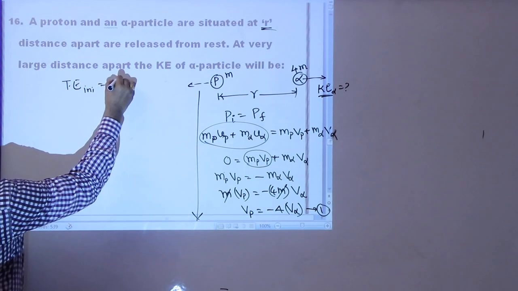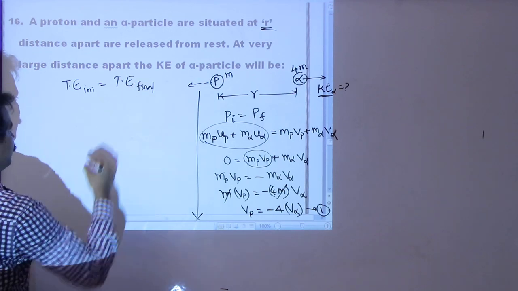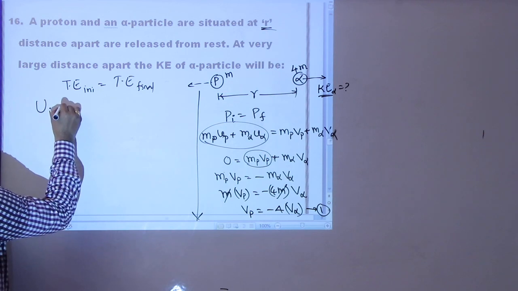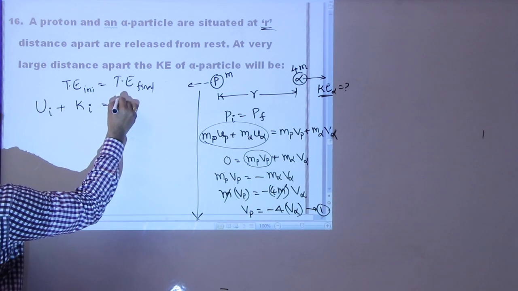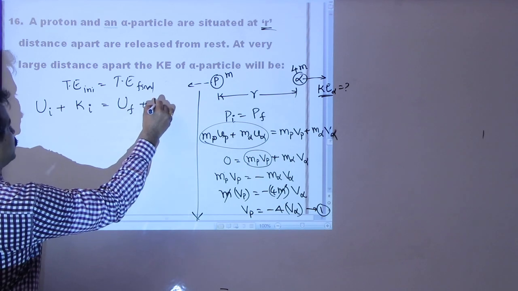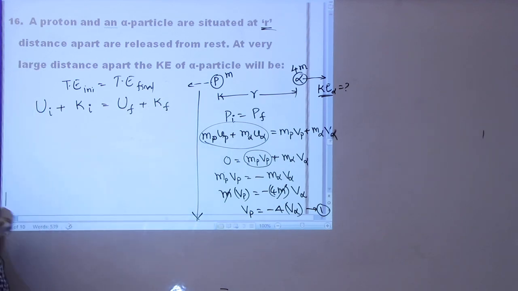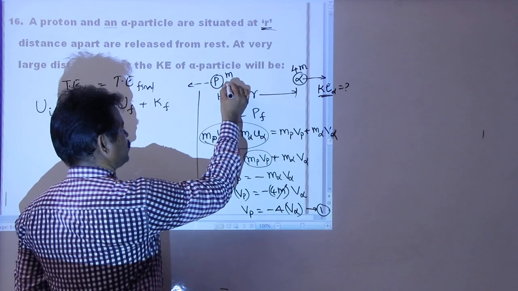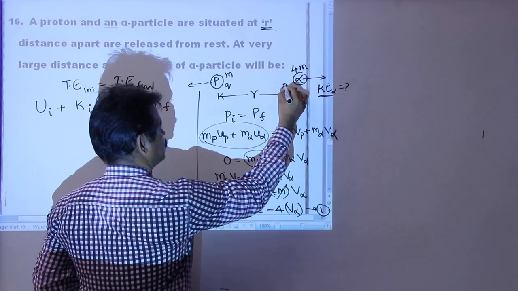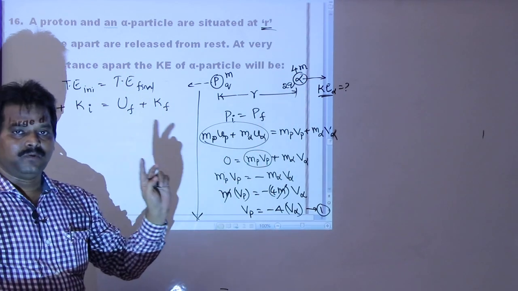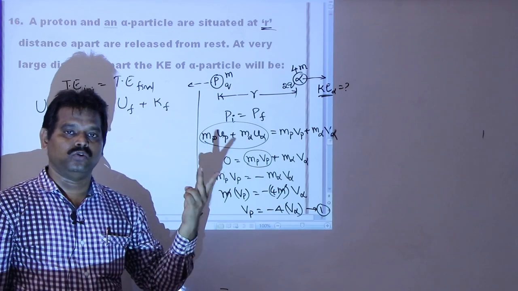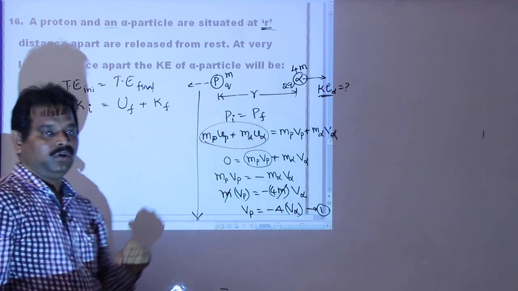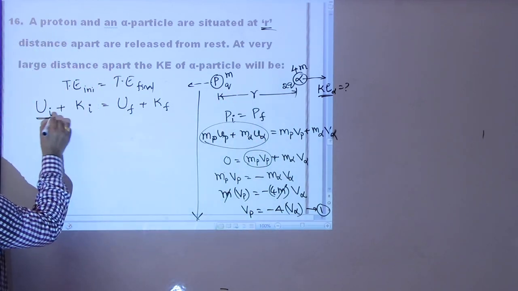Initial total energy is equal to total final energy of the system. But in this, what is total energy? The initial potential energy plus the initial kinetic energy is equal to final potential energy plus final kinetic energy. When these two charged particles are separated by distance r, the initial charge on this one is q and here this is 2q. Why? Because alpha particle has 2 protons and 2 neutrons. Neutrons have no charge. So we need to consider only the charge of proton, which is equal to 2q.